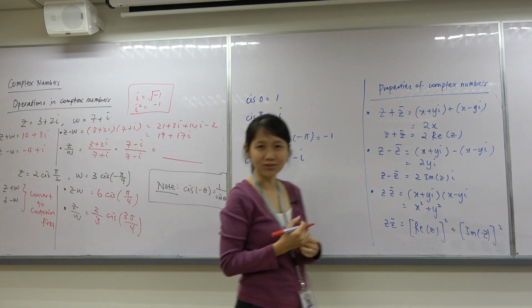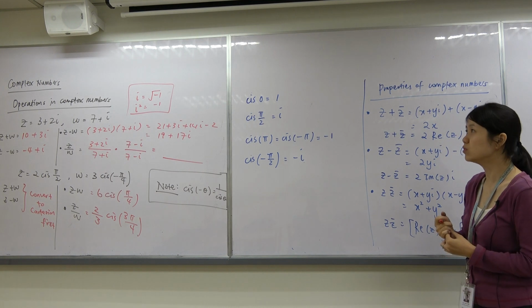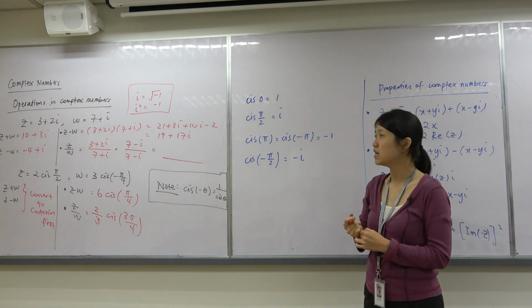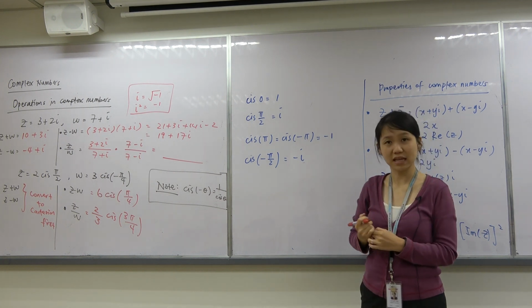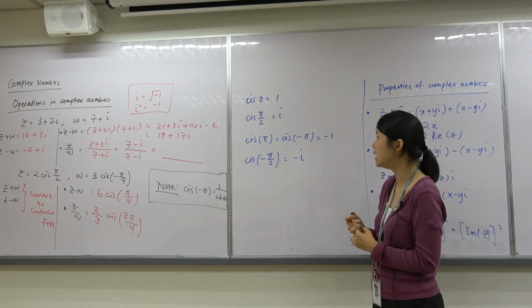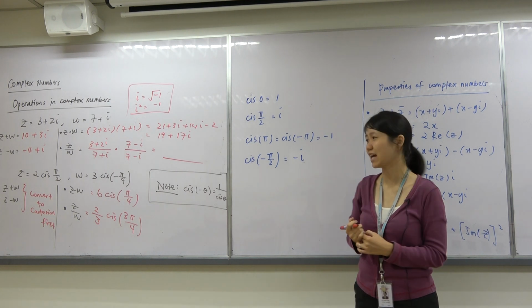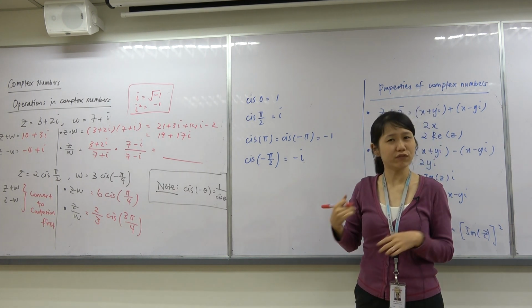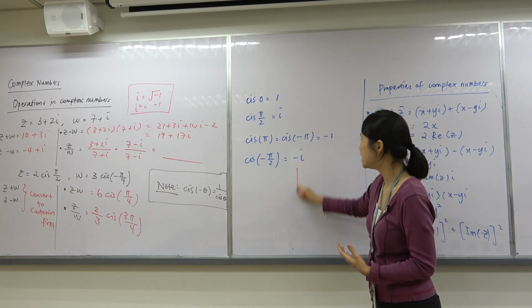And what else do you need to note in this video? You need to know that cis 0 equals 1. You need to know that cis pi over 2 equals i. You need to know that cis pi equals cis negative pi, which is equivalent to negative 1. And one last one would be cis negative pi over 2 equals negative i. Do I have to memorize this? If you could, you may. If you couldn't, never mind.